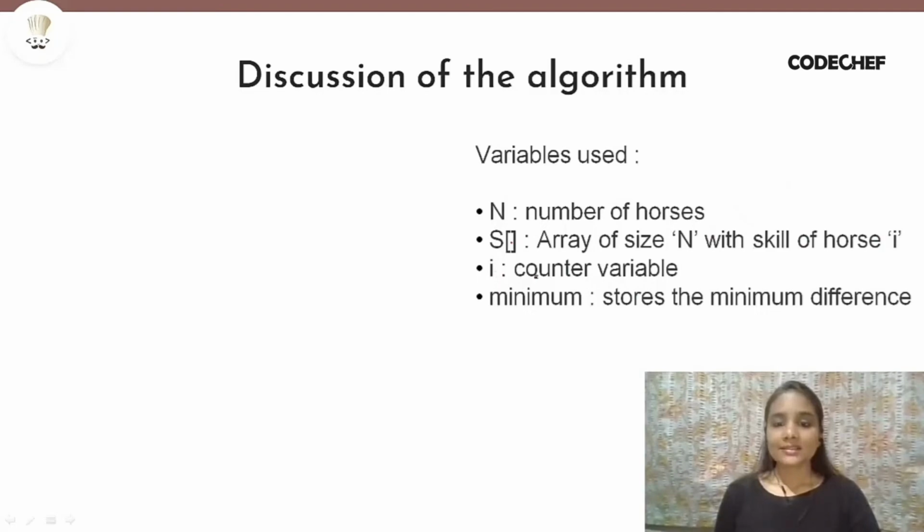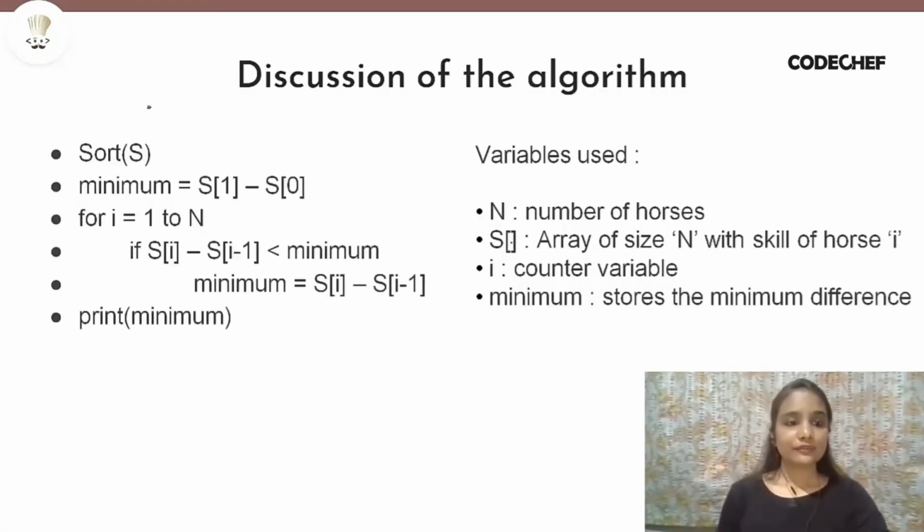Now, i is the counter variable that we have taken, and minimum stores the minimum difference between any two horses. Now the algorithm. First step will obviously be inputs, so that we'll do in the code, don't worry. But here the first step in the algorithm will be to sort the array that we have taken as input. We'll sort this in non-decreasing order.